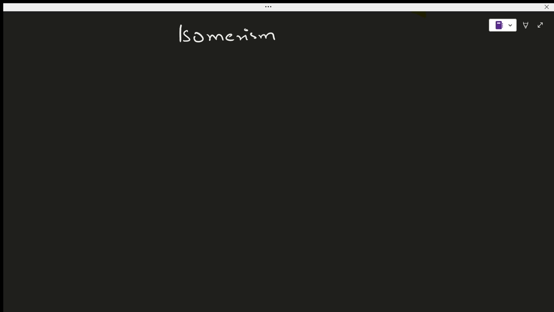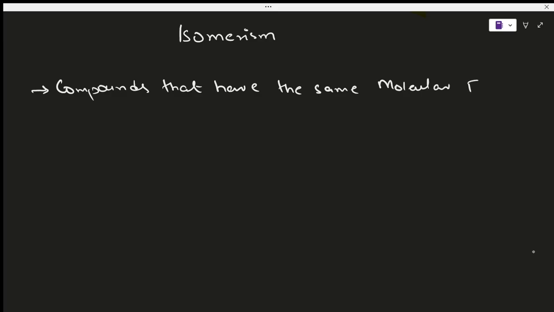Okay, so now we are working with the idea of isomerism in alkenes. And if I look at the general definition for this, it says that these are compounds that have the same molecular formula but different structural formula. So what does this mean?